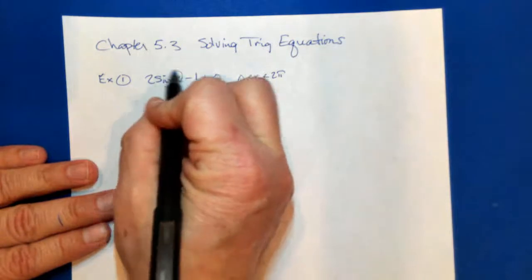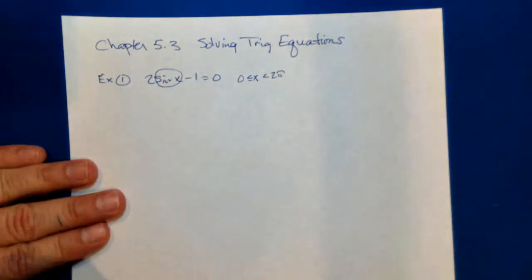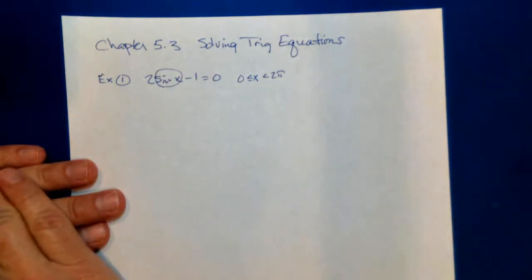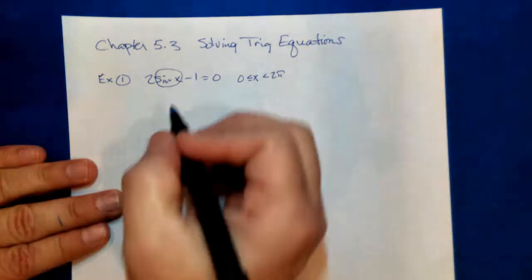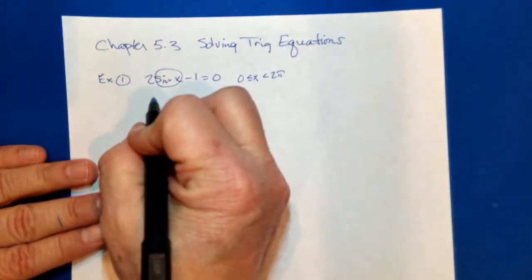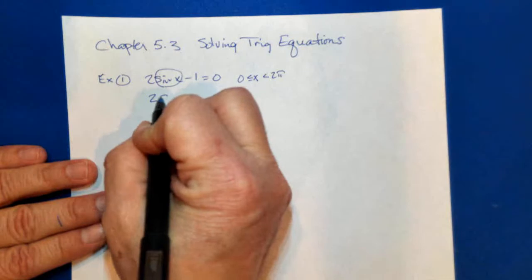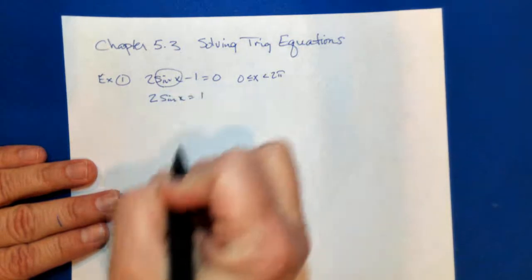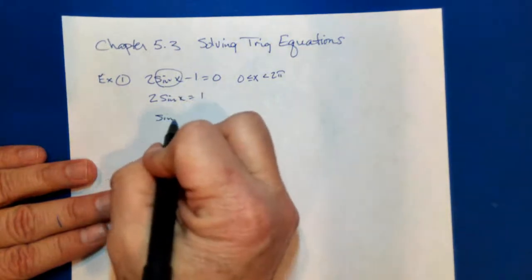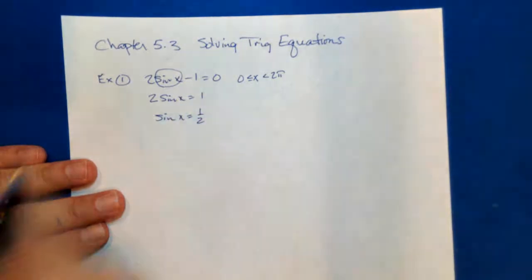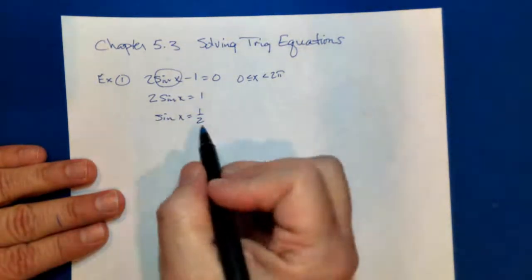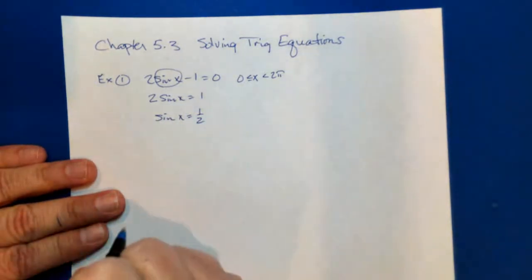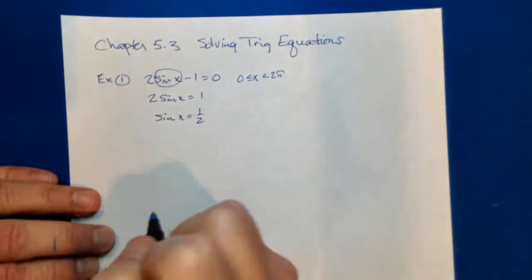So we're going to isolate the trig expression, and sometimes this gets tricky. But let's first move the 1 to the other side. We'll divide by 2. And so we're looking for the angles where the sine of x is equal to 1/2.